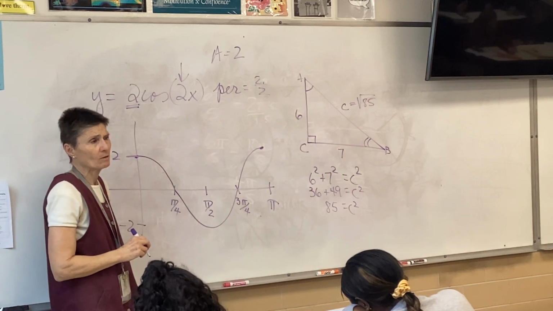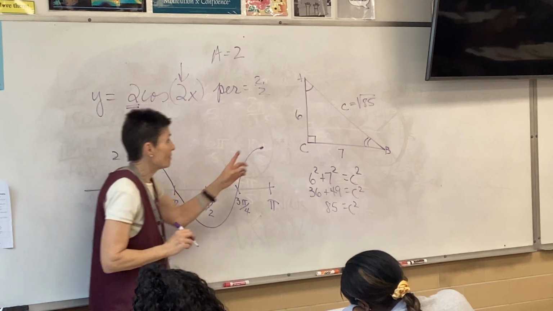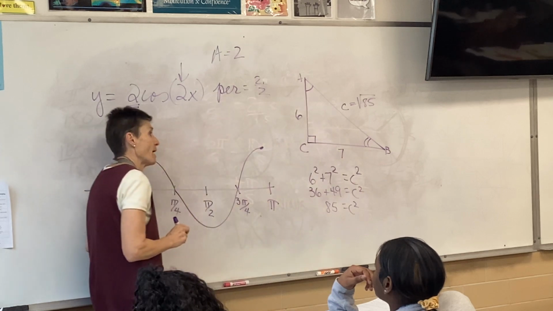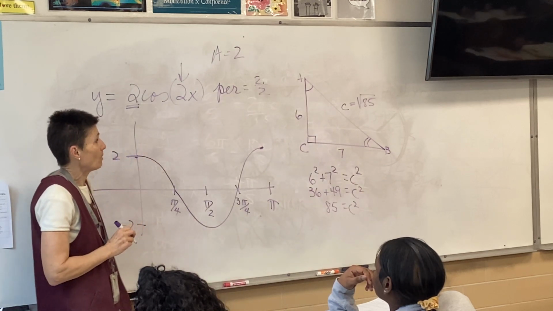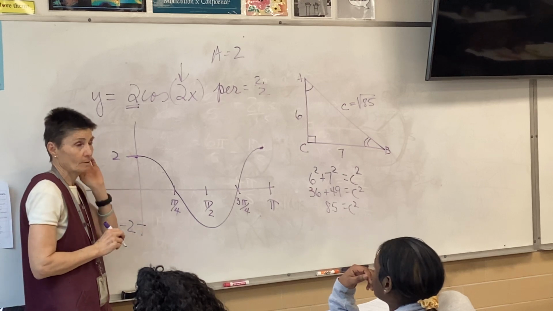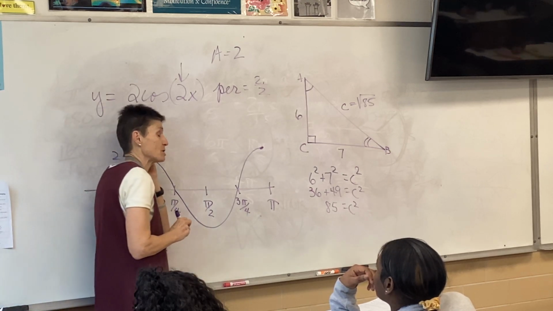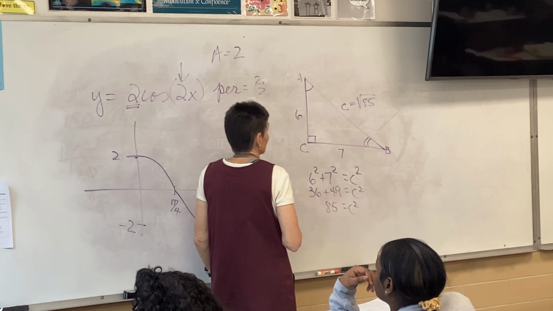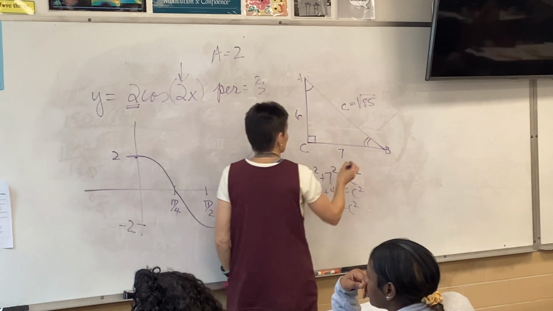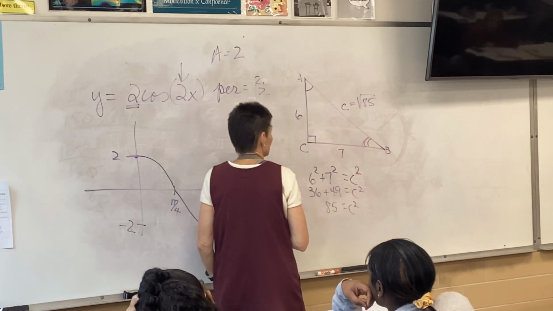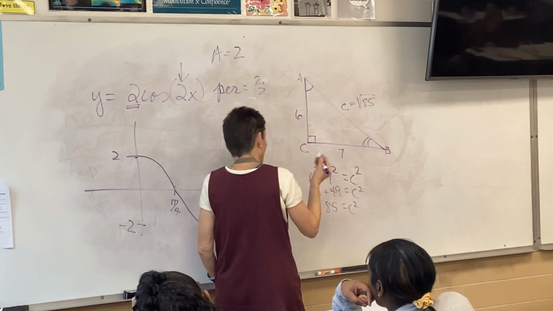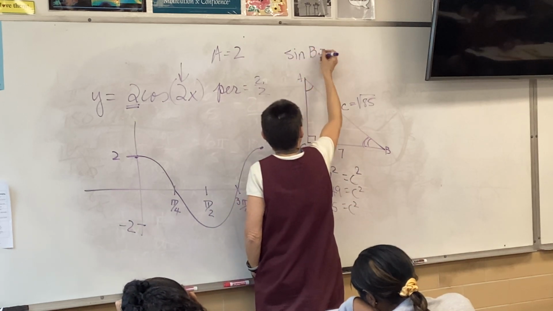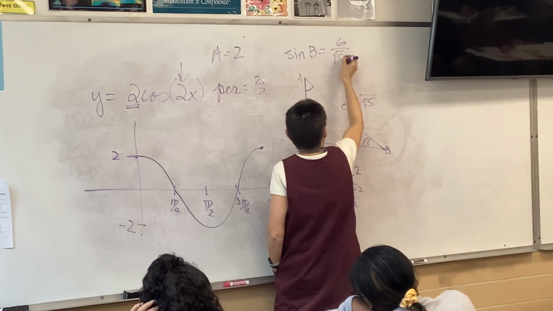How are we gonna find an angle now? Clearly, this is not a 30, 60, 90 or something, right? So we're gonna need a strategy here. What do you think? How are we gonna find an angle? SOHCAHTOA? How is SOHCAHTOA gonna help us? To find angle B, you do the sine of B, 6 over root 85. All right, so Katie suggests that we say sine B equals 6 over root 85.